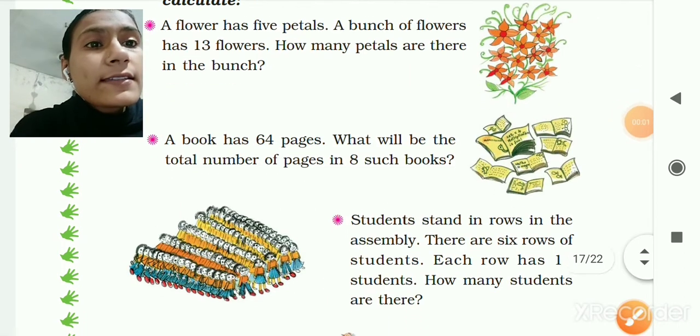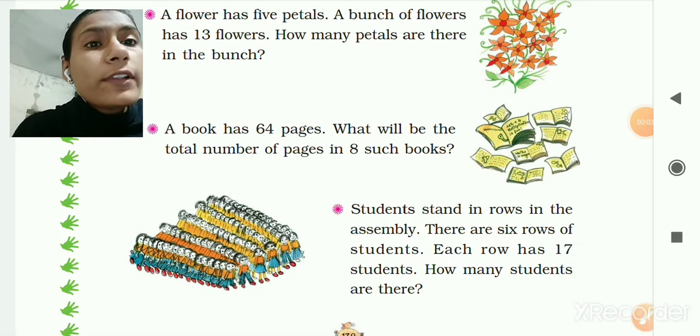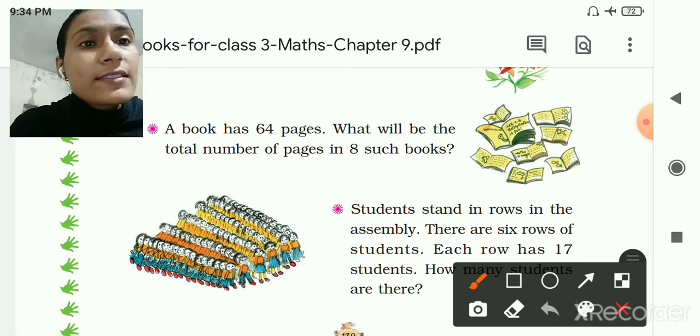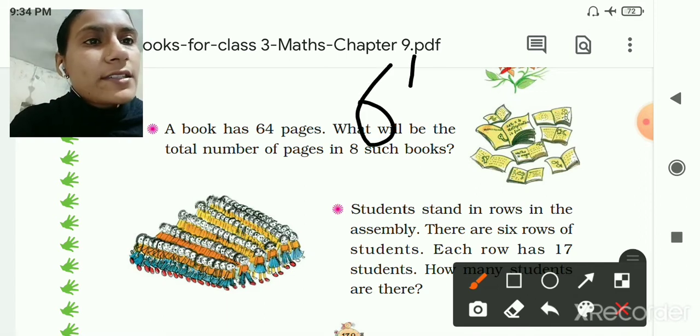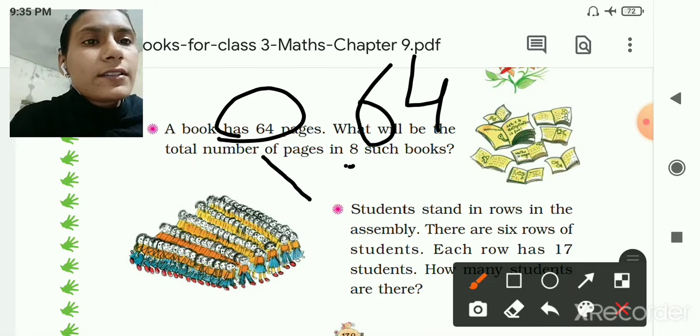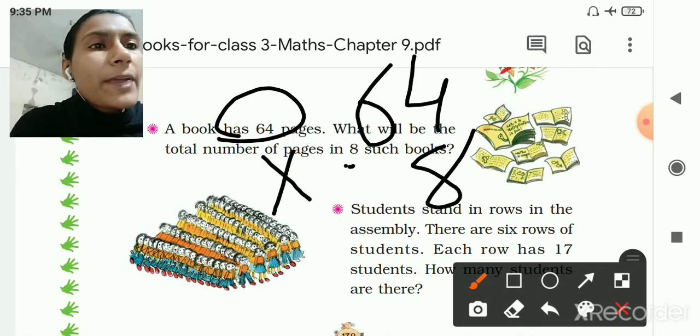Then, a book has 64 pages. What will be the total number of pages in 8 such books? So one book has 64 pages, and we have 8 books. So 64 multiplied by 8.